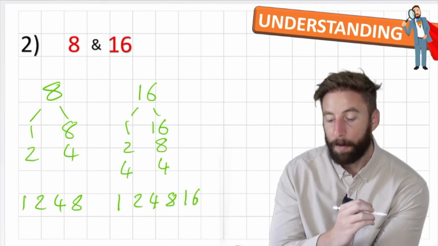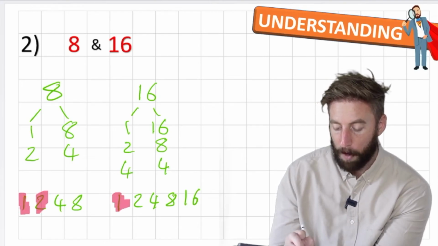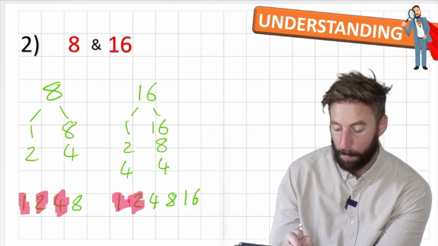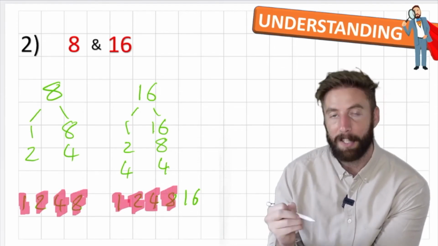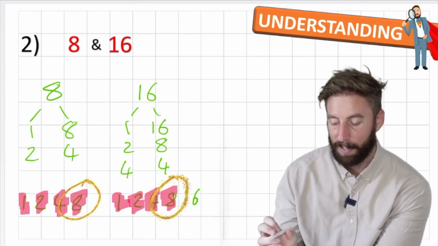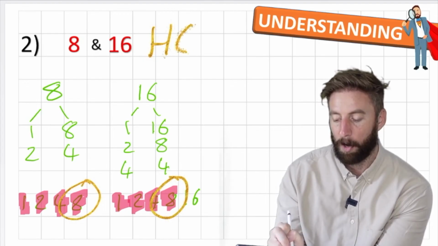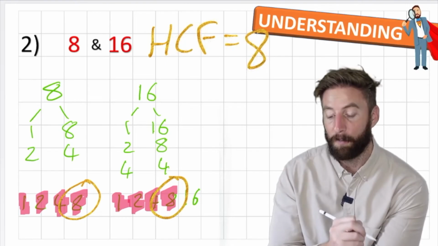Now let's look for those common factors. I have a 1 in both, a 2 in both, a 4 in both, and I also have an 8 in both. So now looking for my highest common factor, I can see that 8 is my highest common factor. Awesome. Okay, hopefully you're getting the gist of this.